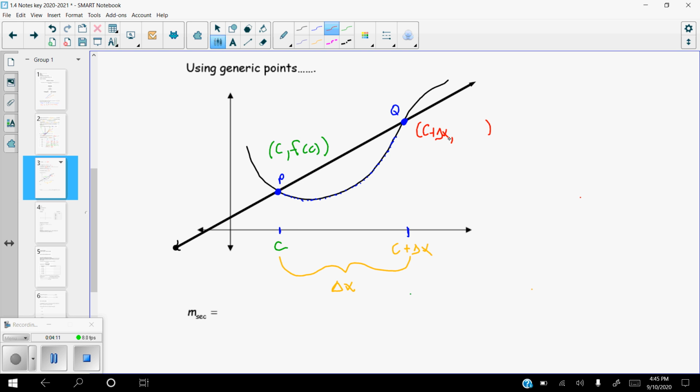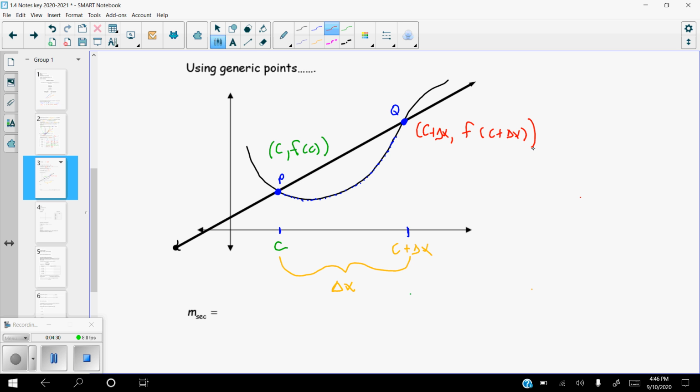I'm actually going to have to erase this. Didn't give myself enough room there. That'll be the function of C plus delta X. So now that's the hard part. That's the setup. Hopefully you can see how all that stuff fits together.